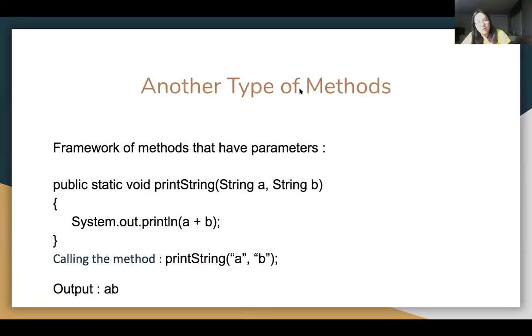Another type of method is the framework of methods with parameters. You can see here that we basically have the same thing as last time, except this time we have things between the parentheses. These are called parameters, and they're kind of like things you input into the method to make the method work. In general, you can't input stuff into a method without parameters. You have to have parameters in order to use something inside the method.